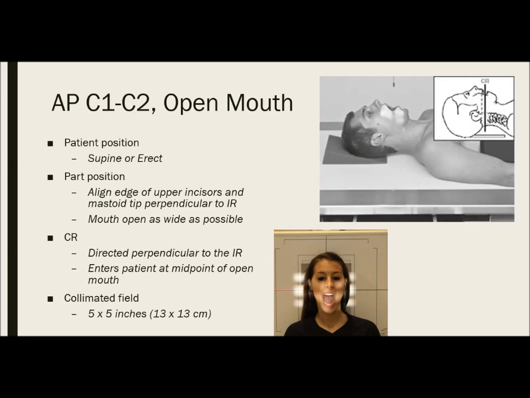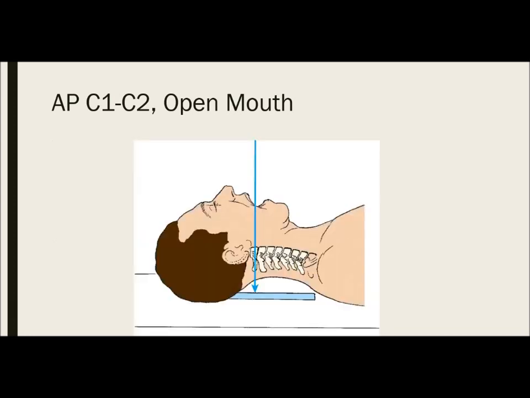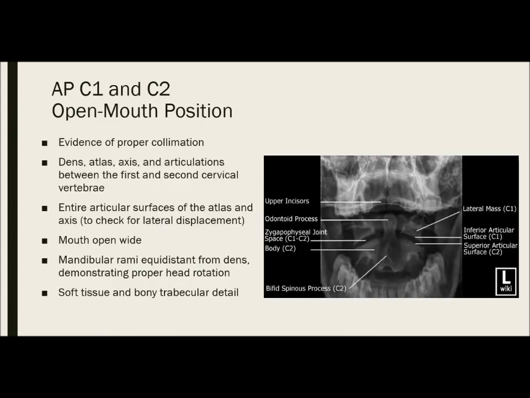Now your central ray is going to be directed perpendicular to your image receptor, and it's going to enter the patient at the midpoint of the open mouth. Okay, so it just goes right into the mouth that's open there. And I'll actually show you a little trick during lab about how to make sure that it's open properly and that it's all aligned. Our collimated field for this one is a 5x5. This is just another view that you can see, so you can actually see it come through and how it goes to the C1, C2.